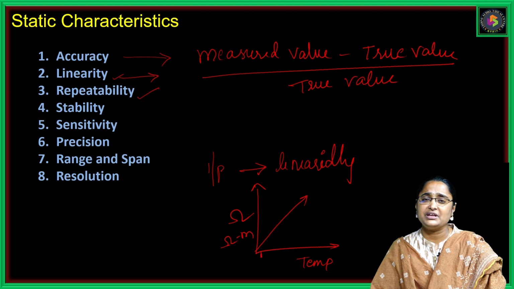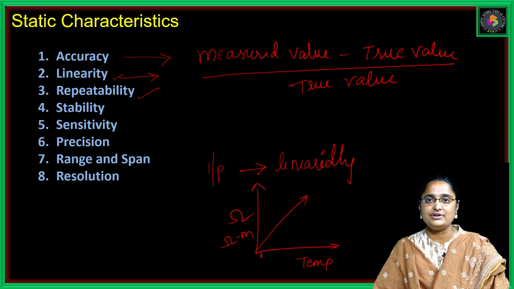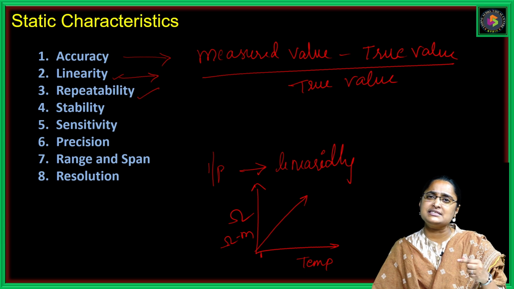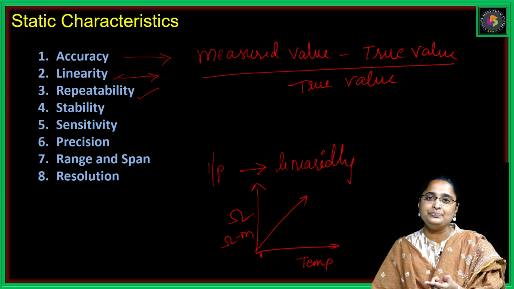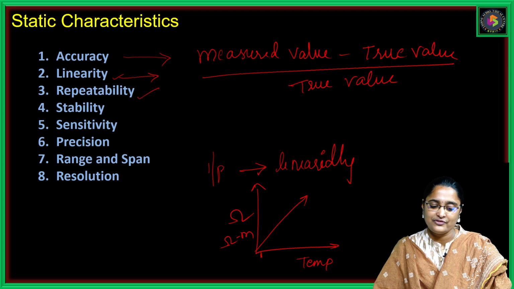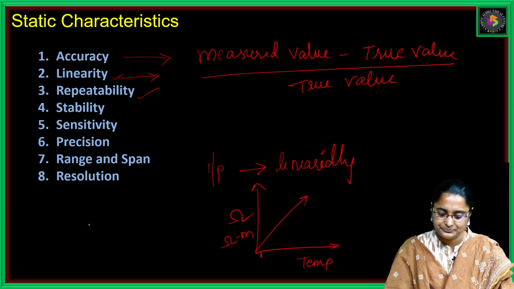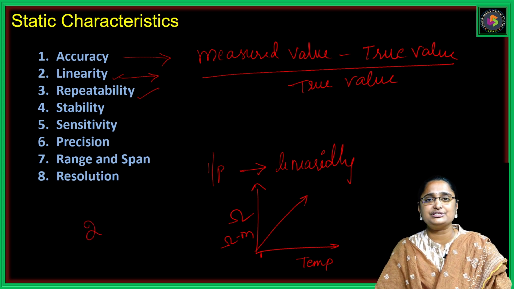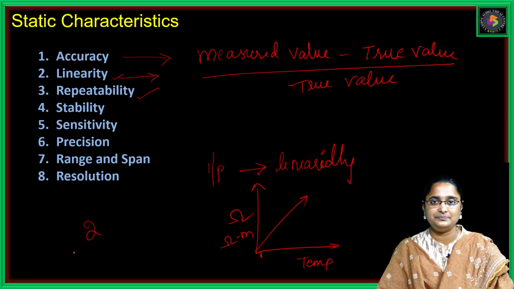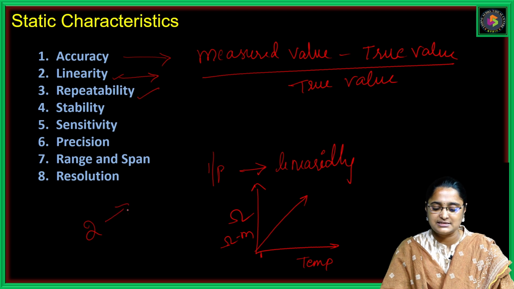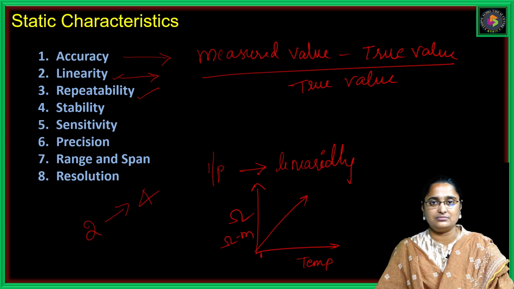Repeatability is that characteristic of an instrument where it has to give the same reading when measured under the same environmental conditions. So for example, I give 2 as an input to my transducer for the first time, where environmental conditions are normal. It gives me some output as 4.